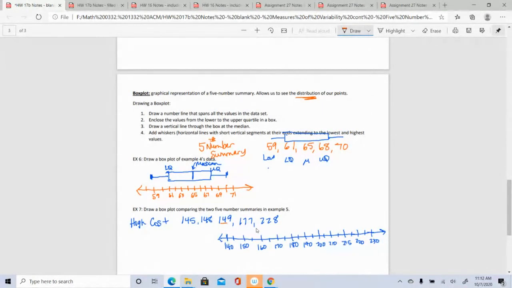149, that'll be right before, oh man, our median's way over here. And then we go to our lower quartile and upper quartile. So we're going to go to 148, which is right there. And then this is going to go to 177. So my box, oops, I shouldn't have written that line in between. Sorry about that. I was so concerned with my box, I messed up my part in the middle here.